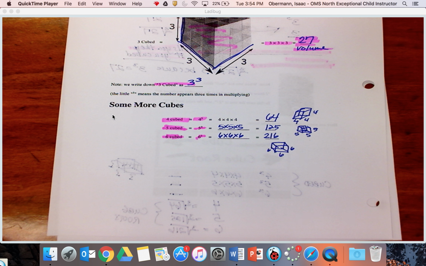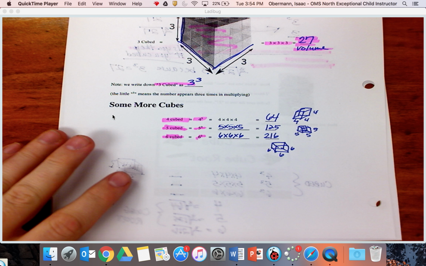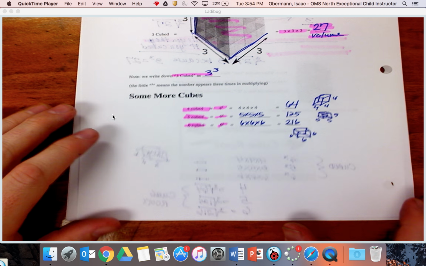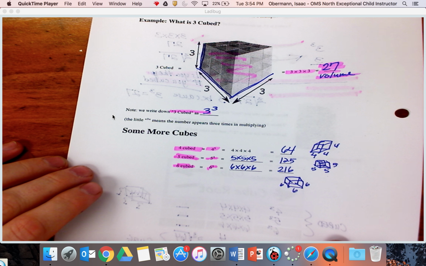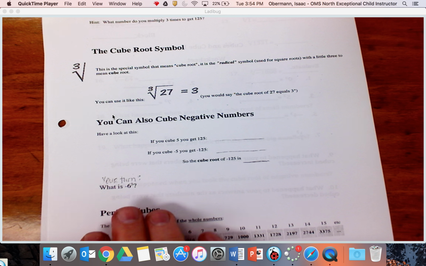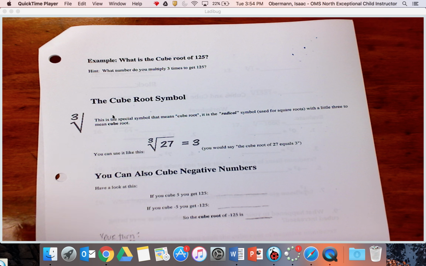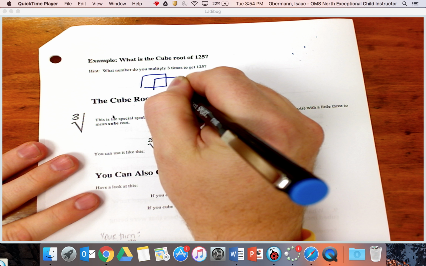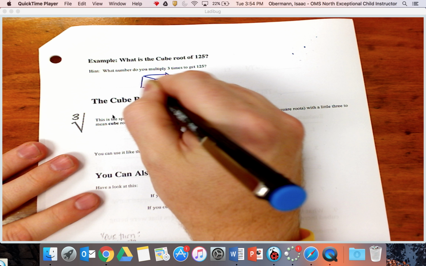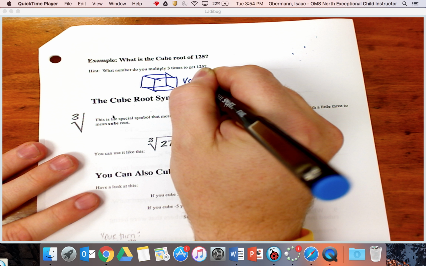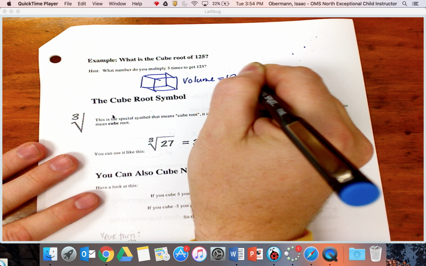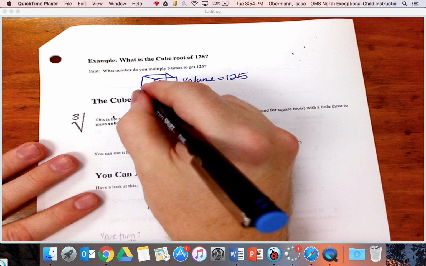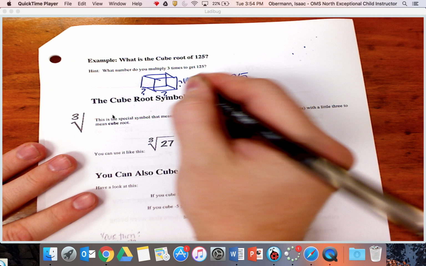So I want you to be able to recognize how we move forward from what a cube is. Well, the big thing is, what happens if I want to go backwards? How do I write that out? What type of notation do I use for that? This is what they're going to show you. Because they're saying, okay, I now have a cube, and it's got a volume of 125. So the volume here is 125. I want to know what are the three sides.